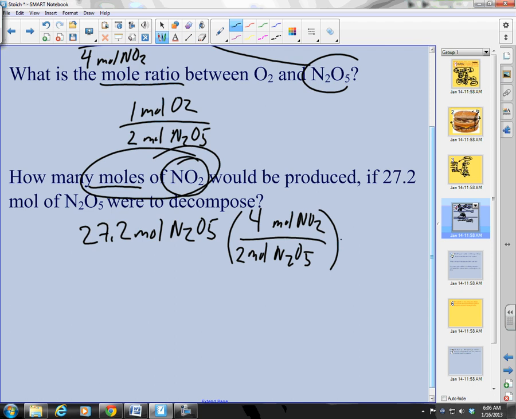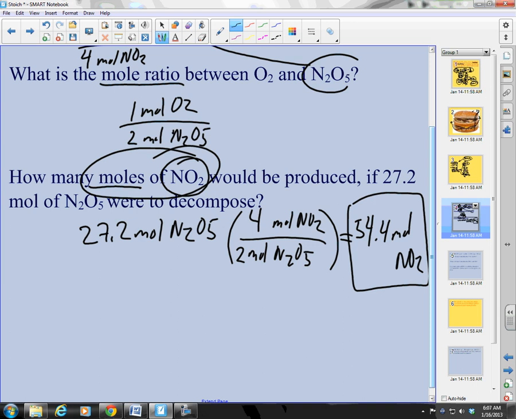What do we do? How about 27.2, if I know my math? Multiply it by 4 divided by 2. That's the same thing as multiplying by 2. 2 times 2 is 4. 2 times 7 is 14. Carry the 1. Yay! I'm a winner. There we go. I could produce 54.4 moles of nitrogen dioxide.